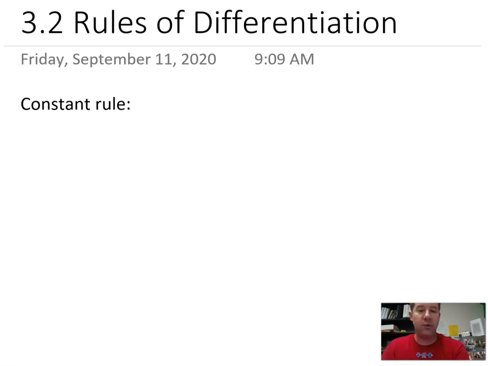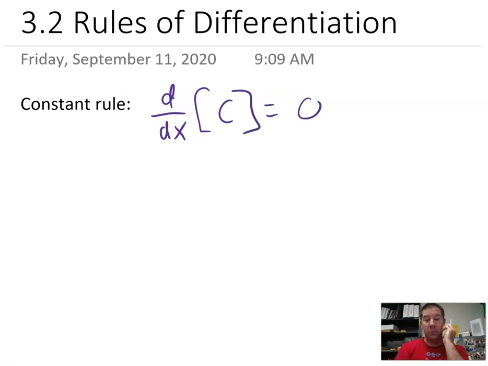If you take the derivative with respect to x of a constant number, that is always going to be 0. Okay, here's a quick little proof of this.